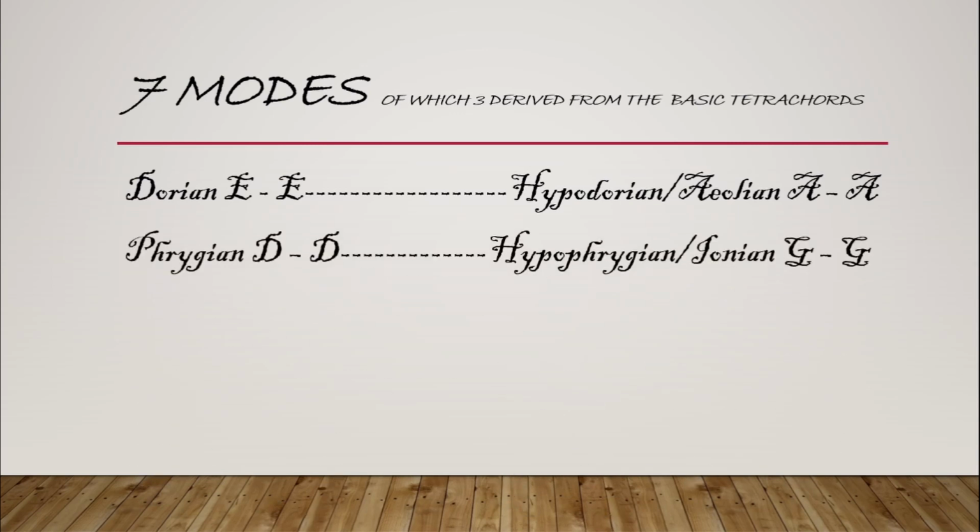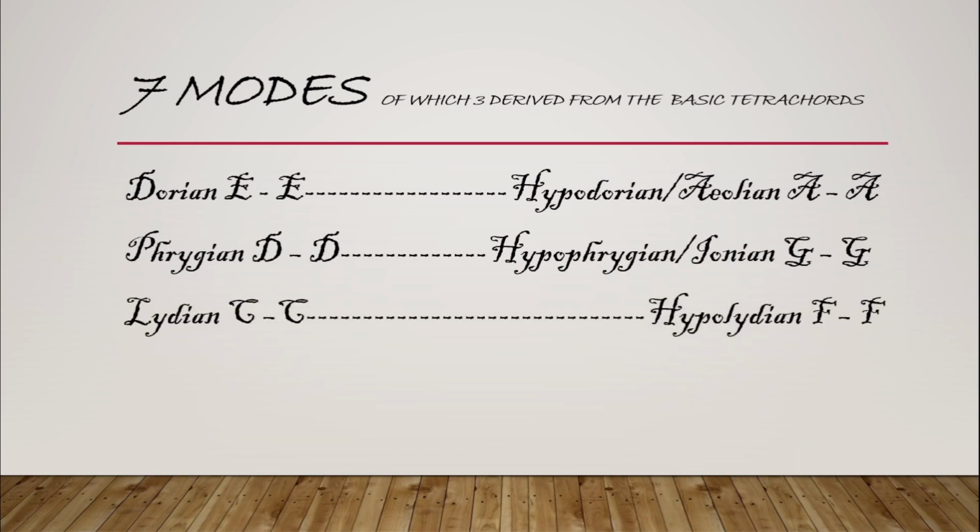The same applies to the other modes: Phrygian from D to D, Hypophrygian from G to G, Lydian, Hypolydian, and the only mode that was not derived from a Greek tribe, that was Mixolydian. In fact, this was invented by the poetess Sappho.